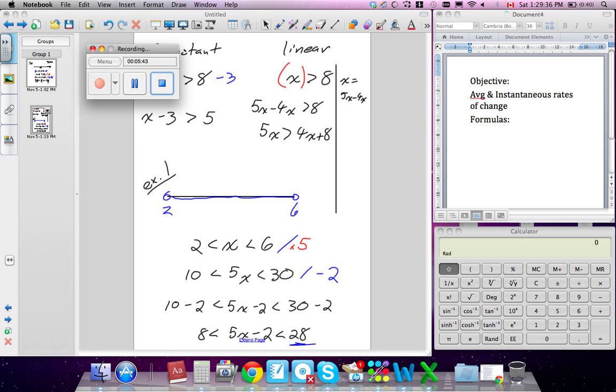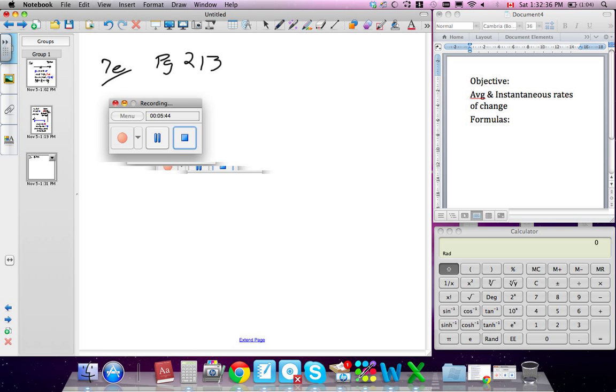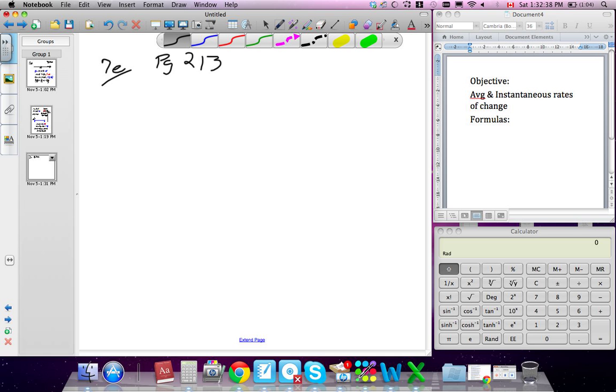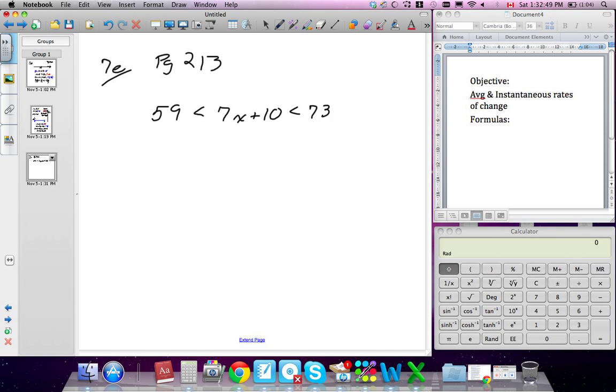Okay, so this one they want you to solve algebraically. They have 59 is less than 7x plus 10, which is less than 73. So 7x plus 10 is greater than 59 but less than 73. Essentially, we're isolating x. We want to know what x is.